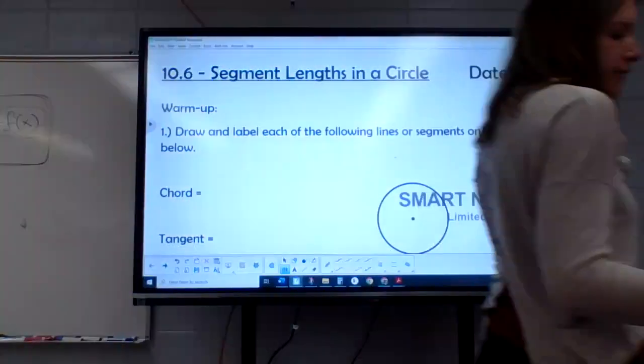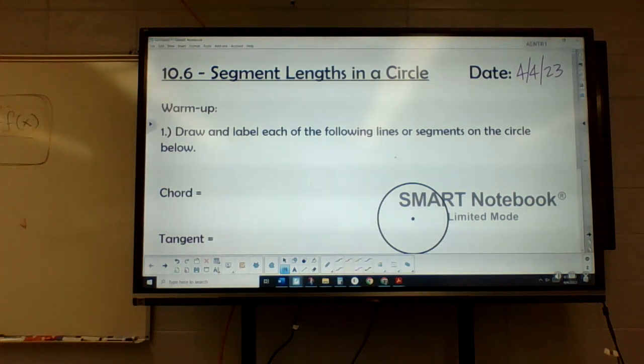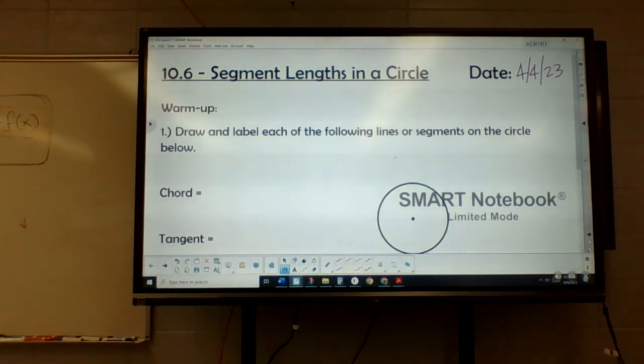Obviously yours might look different than mine if you draw them. But just to remind you what a chord looks like, what a tangent looks like, what a secant looks like, we're going to be using those all today in our notes. The drawings we're going to look at will seem really similar to the ones we were just talking about, like the half where you add the two together. But now rather than talking about the angles, they're going to talk about the length of the lines.